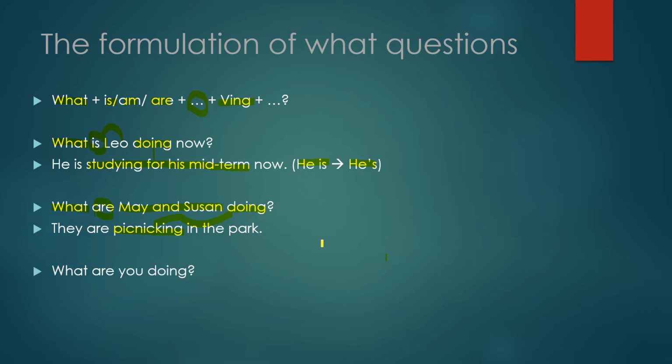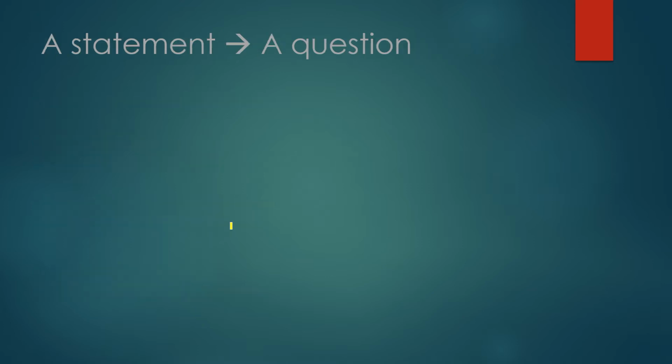Example number 3. What are you doing? I'm working on my term paper. Again, doing is here to replace the action working on my term paper. This is the part that we do not know, and we use doing to replace it in the question.